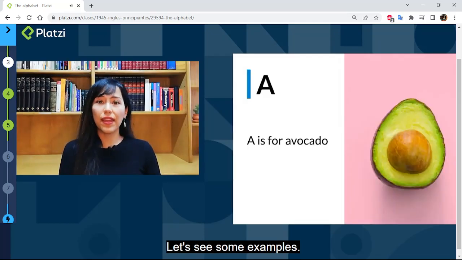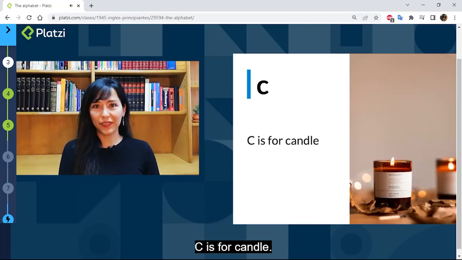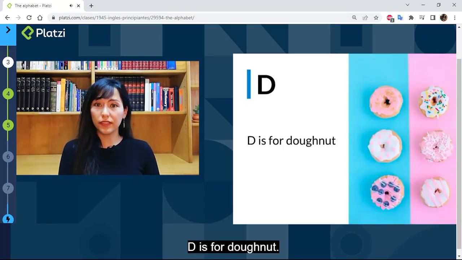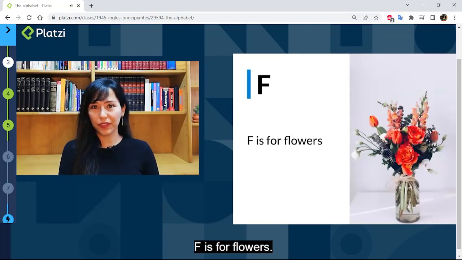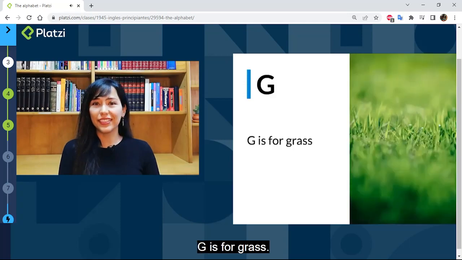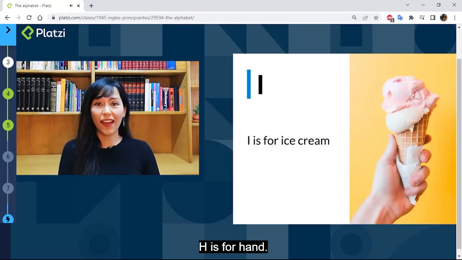Let's see some examples. A is for avocado. B is for basketball. C is for candle. D is for donut. E is for elephant. F is for flowers. G is for grass. H is for hand. I is for ice cream.